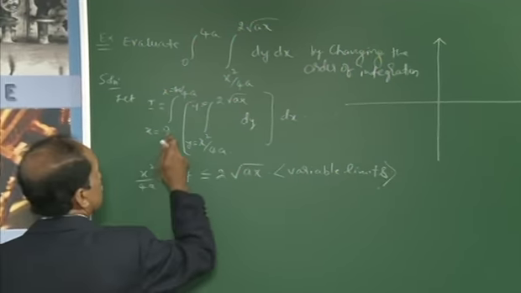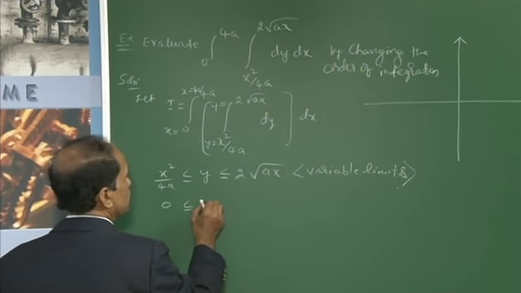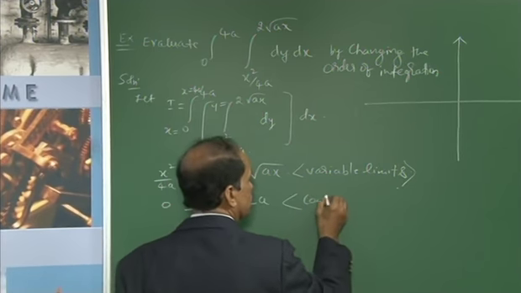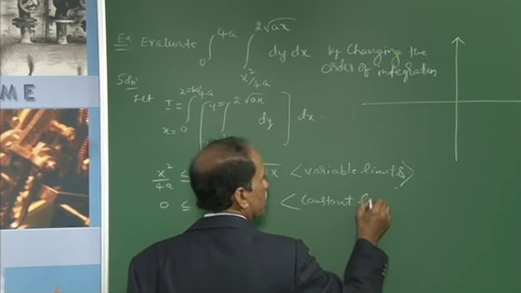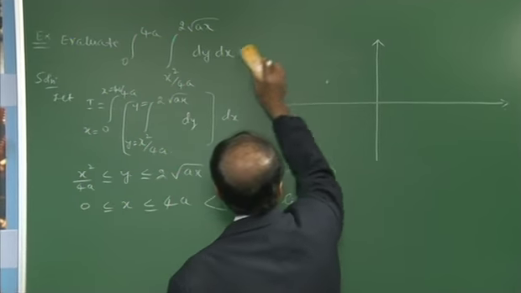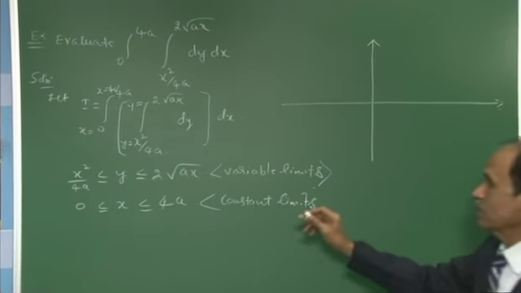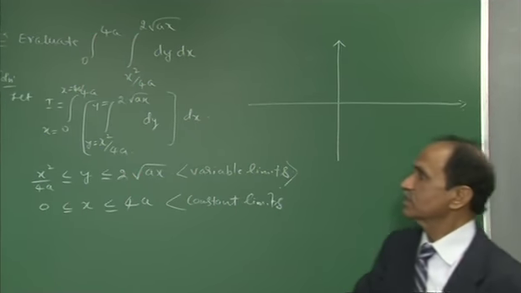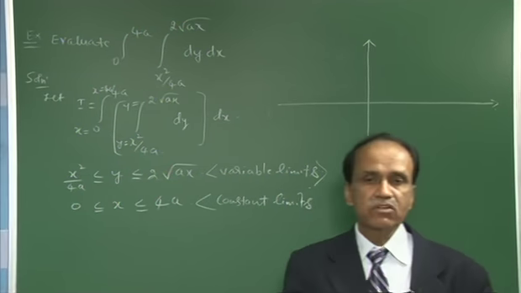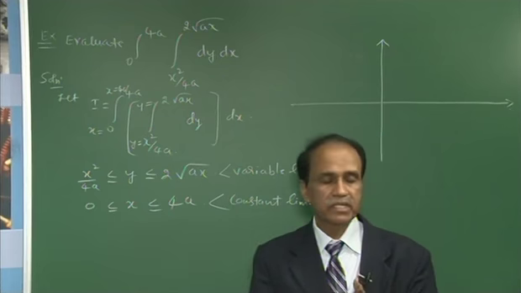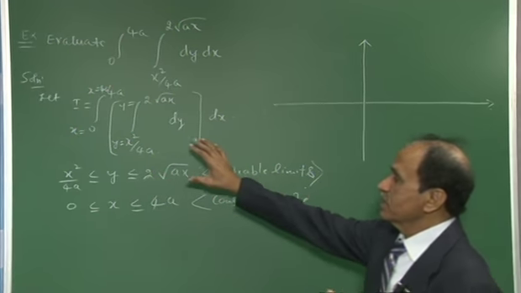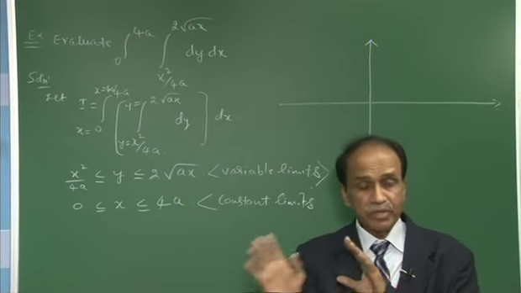Now, the other outside limits are 0 less than or equal to x less than or equal to 4a. These are constant limits. When these are the cases, exactly this is the situation for the given problem. But in the case of changing the order of integration, this is a very, very important concept. This you have to learn properly. Any situation you may come across as an application problem also.